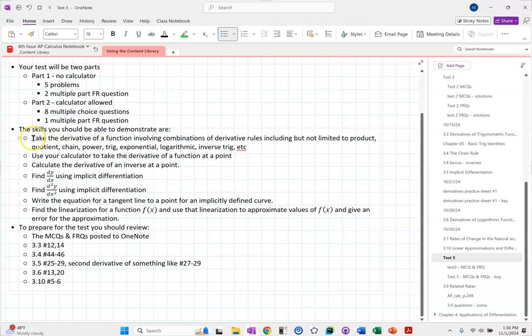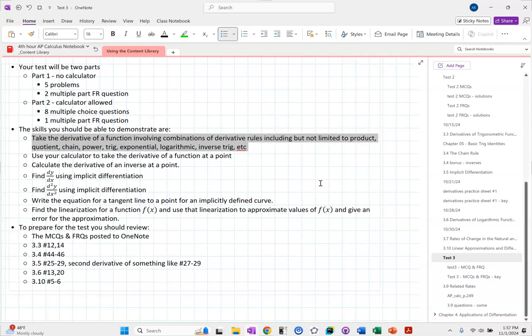Probably the biggest component, or the biggest representative, is: can you take derivatives of stuff? That's going to be 2/3 of the test. I give you a function, can you find the derivative of it? Can you apply the derivative rules in the correct context?